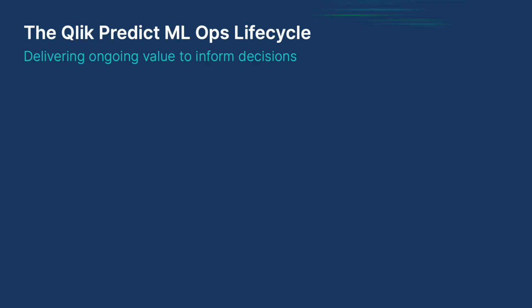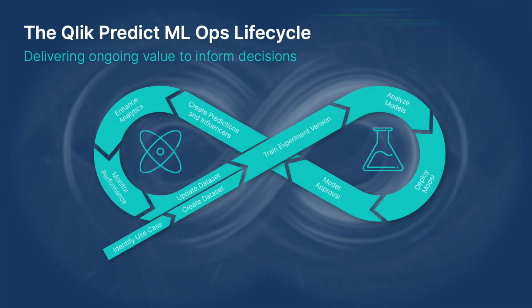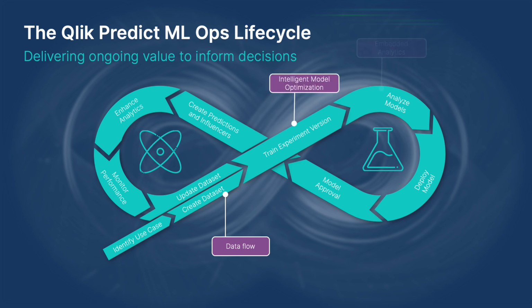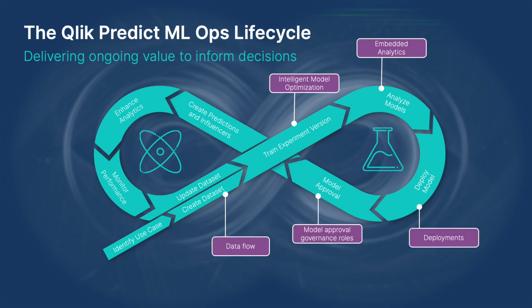One of the great things about Qlik Predict is that it's designed to have a fully seamless ML operations process. Everything is seamlessly done inside of Qlik Cloud. And so that starts with creating our data set, training our models. We can then analyze those using our embedded analytics. We can then deploy those models. We can provide the governance and approval rules, approving the models for use. We're then able to create those predictions, and we can do those in batch and real time, so we can connect to an API and make those predictions as well.